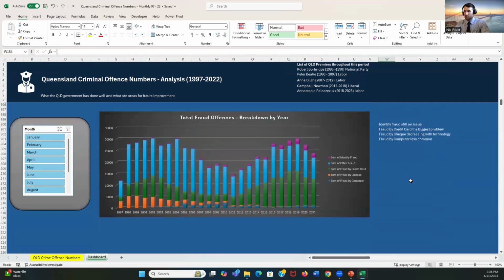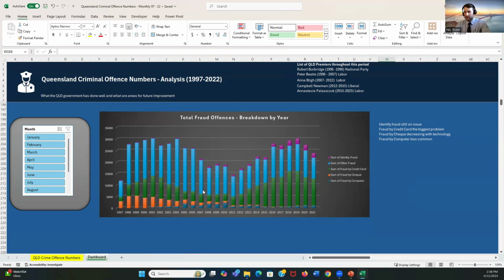All right, last graph here for today. So, total fraud offences breakdown by year. We can see here that we've got a couple of different types of fraud: identity, credit card, cheque, and computer. Over a period of time, computer fraud has actually been pretty low relative to other things like credit card, for example. Credit card has been quite prominent throughout the whole period.